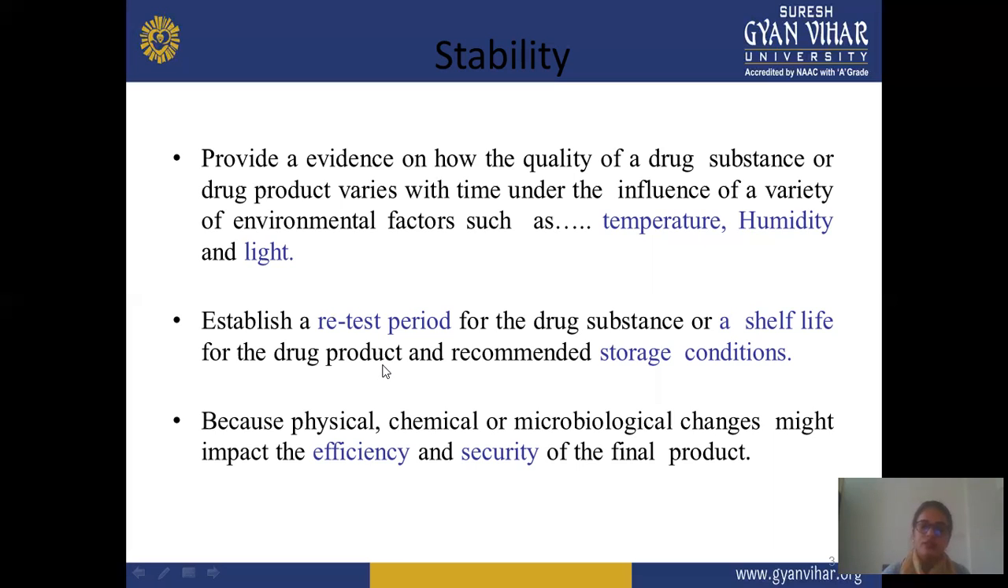Next, physical, chemical, and microbiological changes might affect the efficacy and safety of the final product. Not only certain environmental factors, but also certain physical, chemical, as well as microbial changes affect your formulation, and may change the efficacy and safety of your final product. Suppose you do not take a proper particle size of drug or excipient, or use certain chemicals which are not compatible with each other, then your formulation may show certain problems.